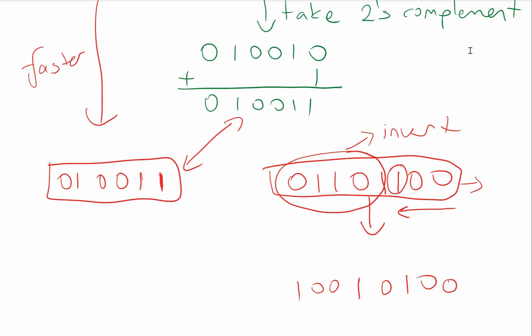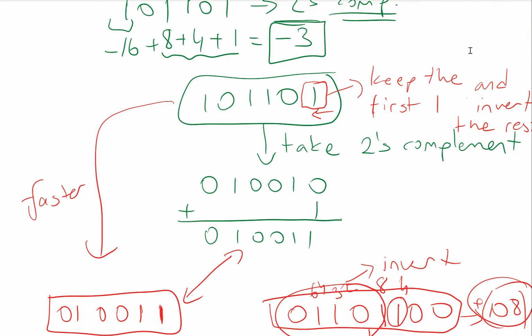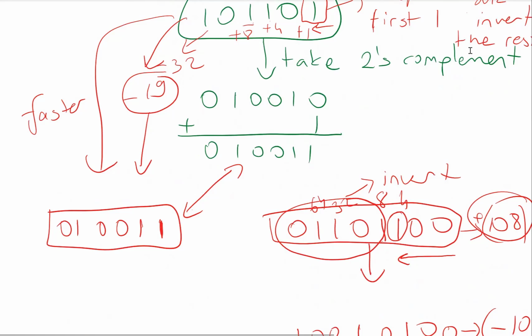So what is this number in decimal? This is 4, 8, 32 and 64. So this is +108. Then this number is -108 in decimal. Let's find what this number is. This is -32, and we have +8, +4, and +1. So this is -19. This number is -19. If I take the 2's complement, I should get +19. Let's check it. This is 16, this is 2, this is 1.